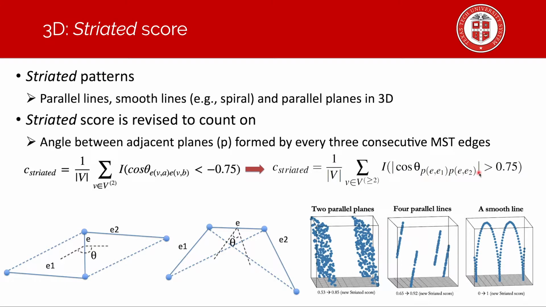To clarify this case, we add 3 examples: 2 parallel planes, 4 parallel lines, and a smooth line. If we don't use the absolute sign, the score is 0.53 for the 2 parallel planes, 0.65 for the 4 parallel lines, and 0 for this smooth line. However, if we apply the absolute cosine for this case, then the score will be 0.85 for the 2 planes, 0.92 for the 4 parallel lines, and 1 for this very smooth line. This one is more reasonable.